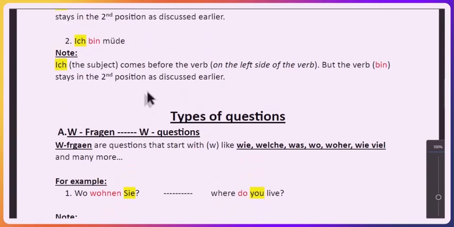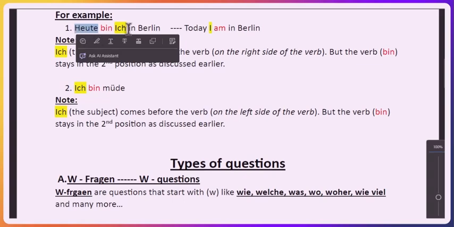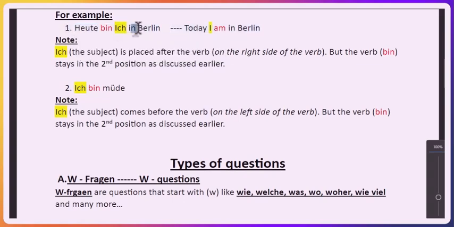The verb is always in the second position, so the subject will come after or before. You are wrong if you say "Heute bin ich Berlin" is wrong. Please, don't confuse yourself at all. The correct thing is to make sure the verb is in the second position of what you are going to talk about.